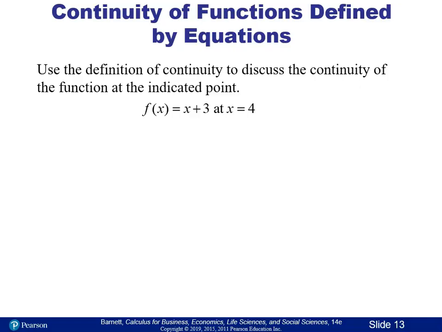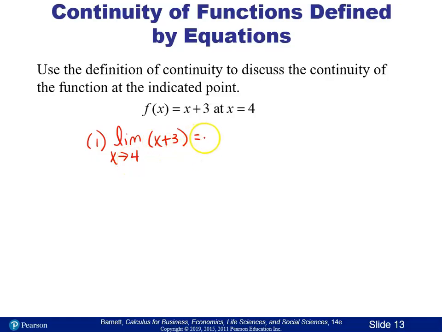Okay, so it says use the definition of continuity to discuss the continuity of the function at the indicated point. Basically you're wanting to go through the three steps for the definition of continuity. So if we look at the limit as x goes to 4, first of all, you should recognize that this is just a line with a y-intercept of 3 and a slope of 1. So a line is going to be continuous, but we do need to discuss these steps.